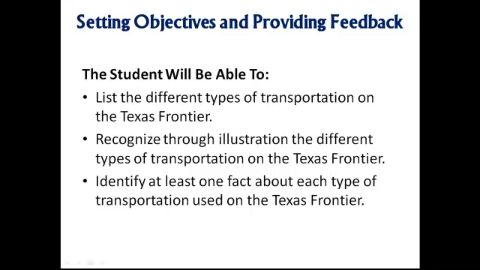Prior to the lesson, the students will be provided with objectives for the lesson. Throughout the lesson, I will provide feedback to the students in order for them to gain a better understanding of the different content that is being presented that is directly related to those objectives. The specific objectives for this lesson are: the student will be able to list the different types of transportation on the Texas frontier, recognize through illustration the different types of transportation on the Texas frontier, and identify at least one fact about each type of transportation used on the Texas frontier.